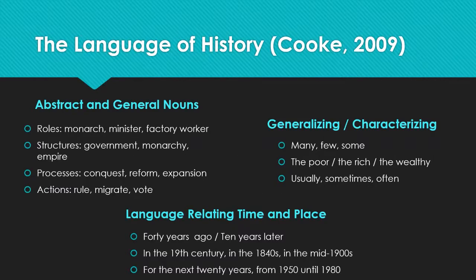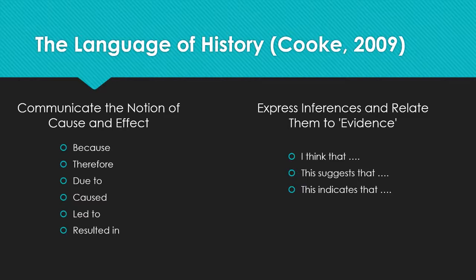The language of history, which Steve Cook identifies in 2009, where he groups into 5 groups different types of language, which helps teachers and students feel it's more manageable to master these skills and to practice using them in the history context. Here are another 2 groups: communicate the notion of cause and effect, and express inferences and relate them to evidence. And these groups become the building blocks for the language of history, which ESL students need to master. So these are really useful things to put up on the wall and have highly visible throughout the course of the program.